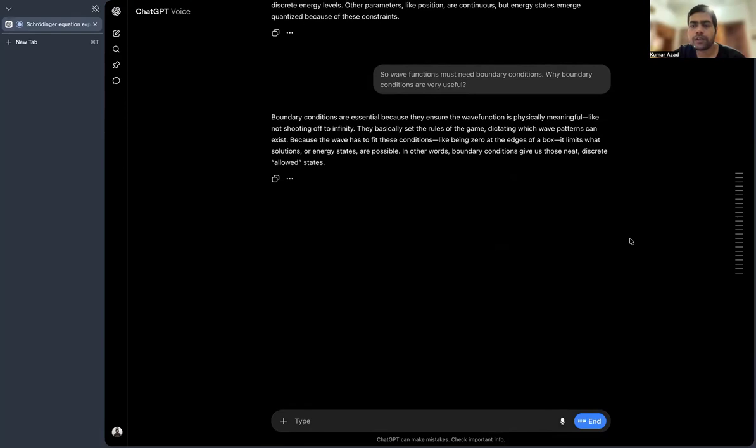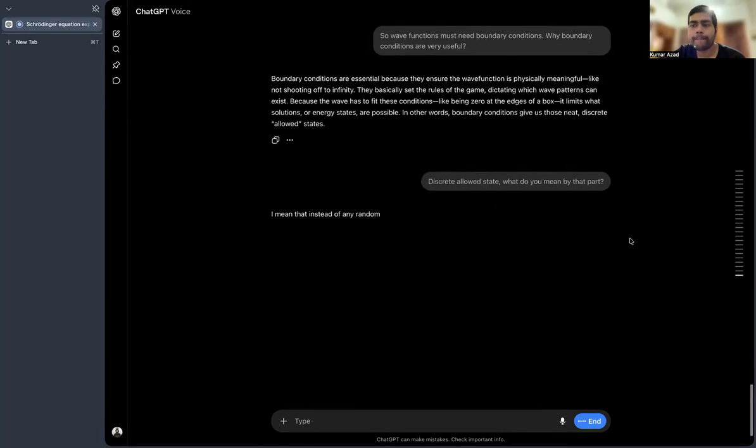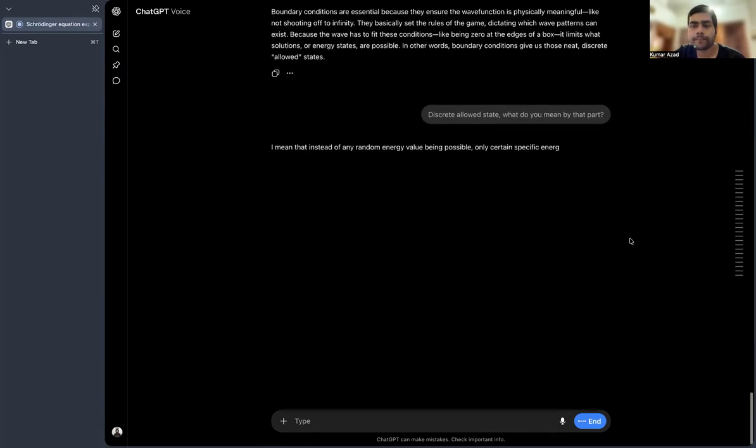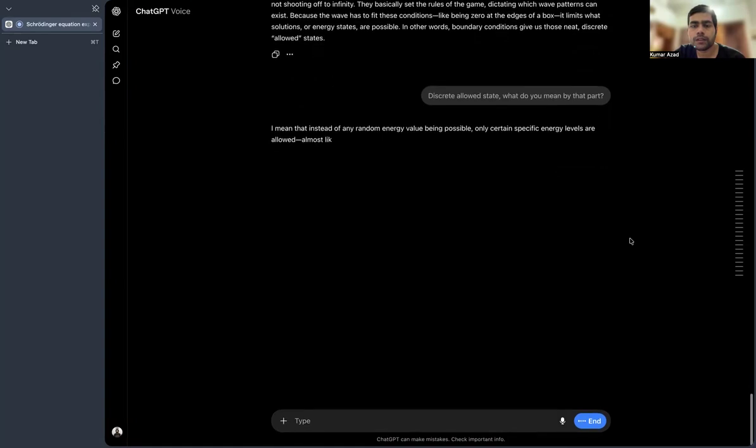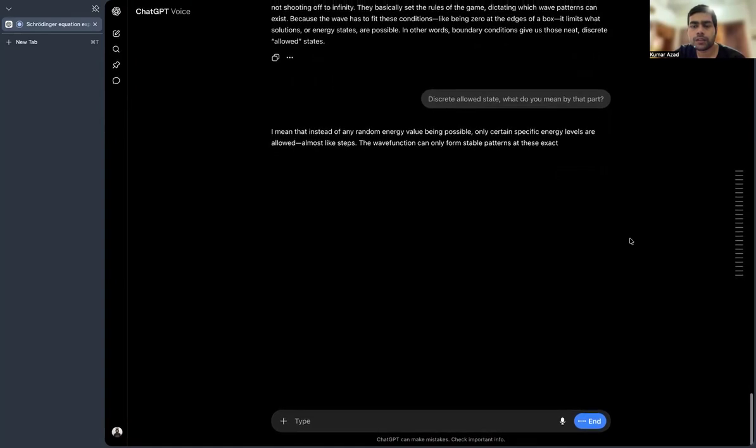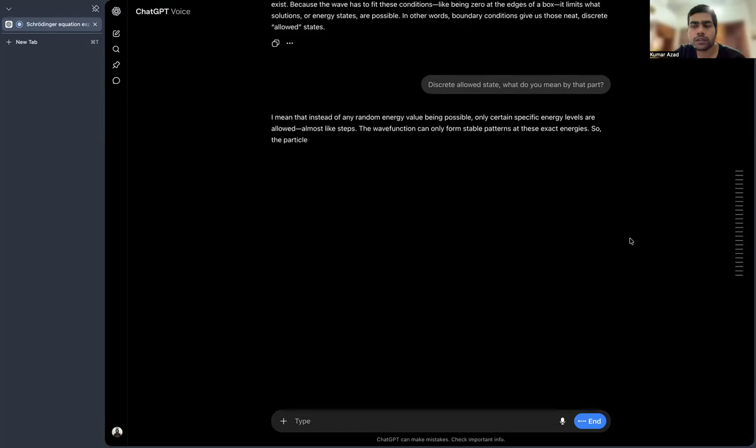Discrete allowed states, what do you mean by that part? I mean that instead of any random energy value being possible, only certain specific energy levels are allowed, almost like steps. The wave function can only form stable patterns at these exact energies. So the particle chooses from a discrete set of energy states rather than a continuous range. That's what we mean by quantized states in quantum mechanics.